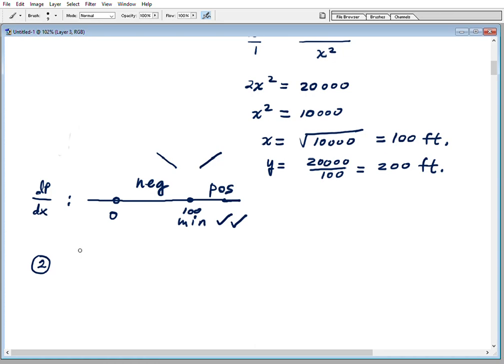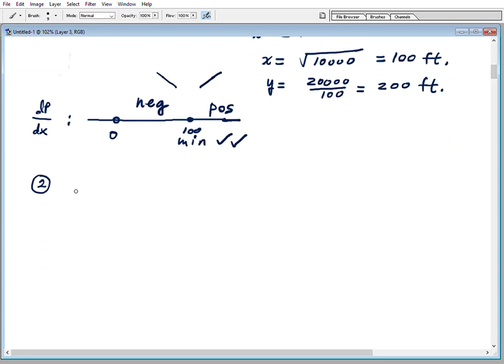Okay, we'll do just a couple more. Let's look at this one. So in this one we have a piece of a circle. Let's draw a piece of the circle of radius 5. This is a 5 here. x squared plus y squared equals 25.